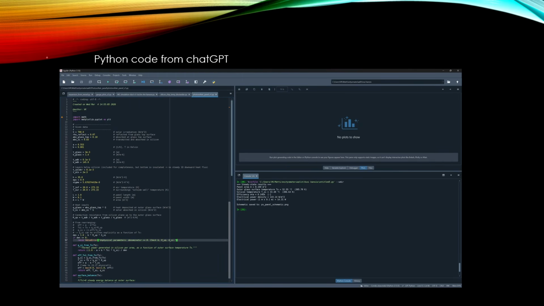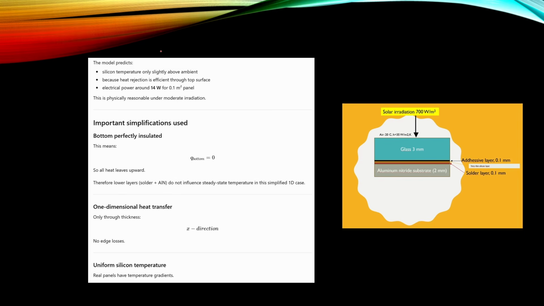I asked this Python code from ChatGPT and calculated this case. It seems that it now gives this glass surface temperature 32.5 degrees C and silicon layer temperature 33.5 degrees C. So this calculated silicon layer temperature is only slightly above this ambient temperature. Ambient temperature was 20 degrees C, and that's because we now have so high heat transfer coefficient.